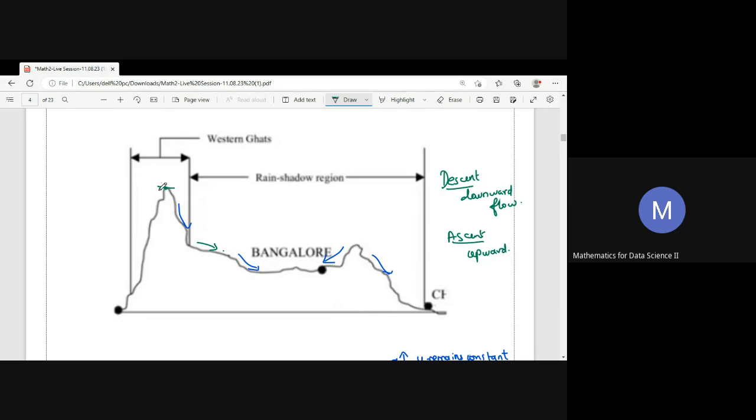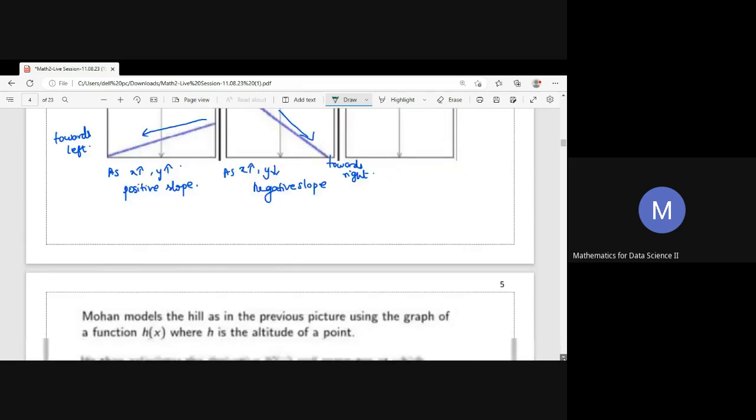See, in this problem, mainly we are looking at the descent always, because the rain is going to pour this way. So you are always considering only the descent in any direction. And suppose you are considering some other problem, like the riding of a bicycle, then you consider ascent here, descent here, and here again ascent, and so on. So it depends on the question you are considering.